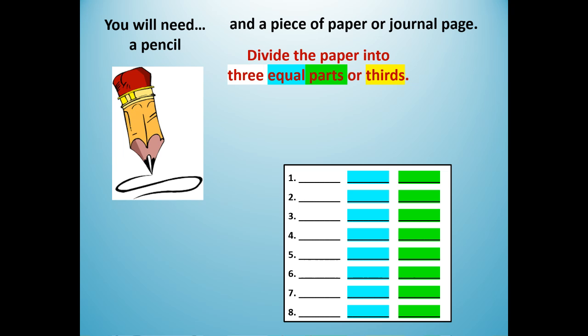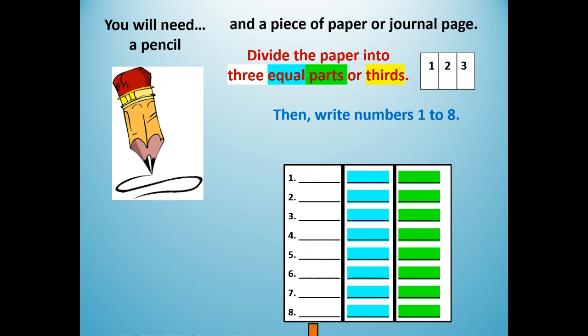You are going to divide the paper into 3 equal parts or thirds, and then you are going to write numbers 1 to 8. For each number, you're going to write the vocabulary word, and in the second column, you're going to write a synonym or short definition.